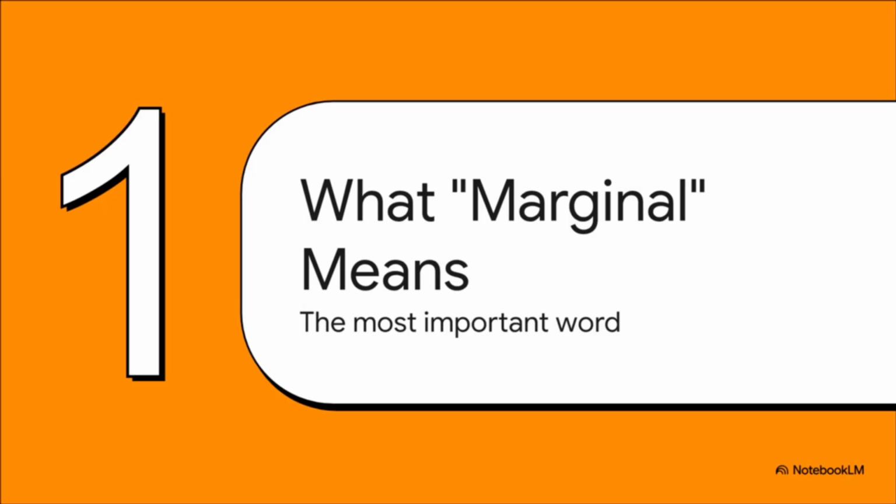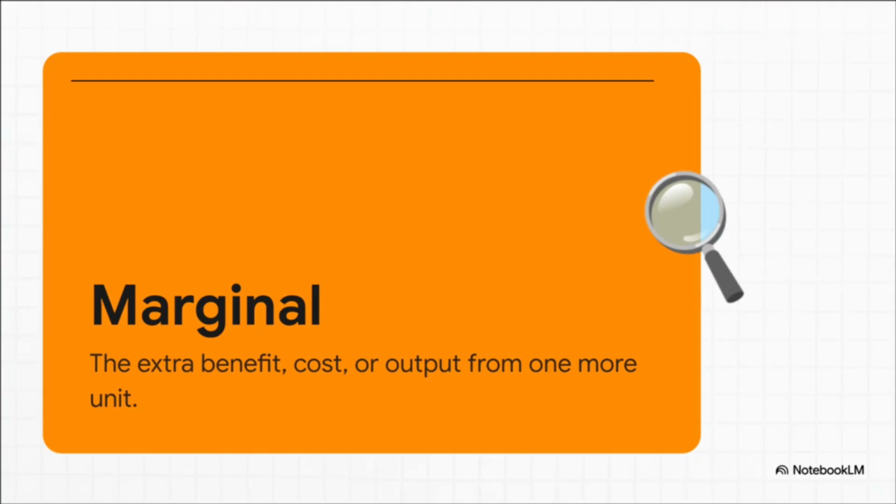To figure that out, we have to get really comfortable with one specific word. And seriously, this might just be the single most important word in all of AP economics. And that word is marginal. So what's it mean? In econ speak, marginal is just a fancy way of saying the next one. It's the change you get from adding just one more unit of something.